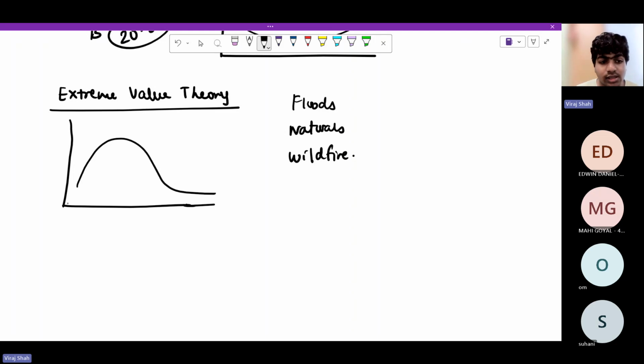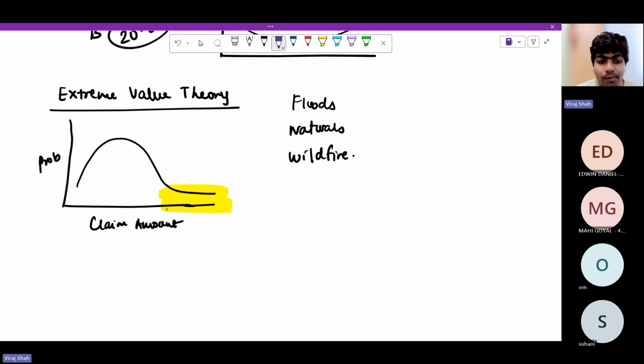If you see, this is nothing but your claim amount, correct? Your x-axis is your claim amount. Your y-axis is nothing but the probability, correct? So what are we studying here? We are studying this part. We are studying this right side tail. What is this right side tail?